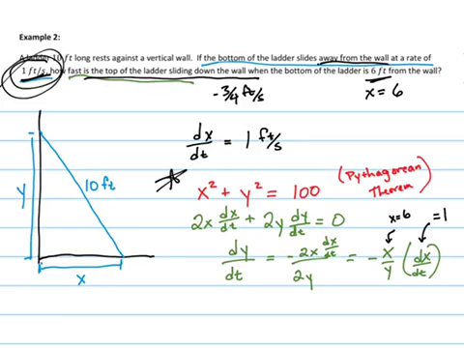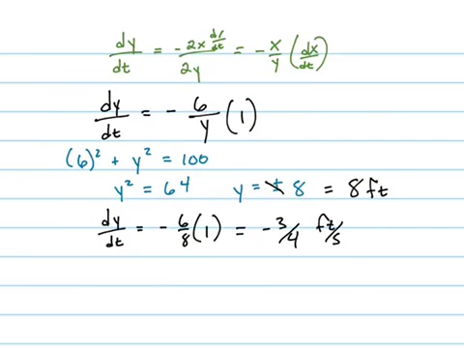Interpret that any way you want. It's dropping down the wall at 3/4 of a foot every second, or it's dropping down the wall 3 feet every 4 seconds, but that's going to change when x changes. Everything is subject to where it is at the time. If you actually watch this in motion, you would see that the ladder picks up speed or slows down at various points. So it's all subject to exactly where the ladder is at that time.